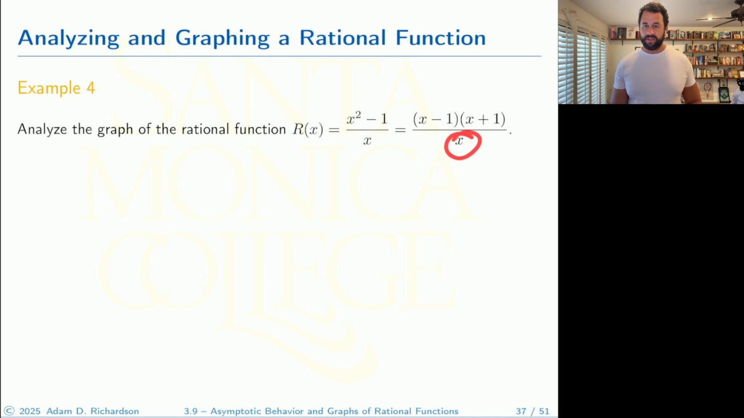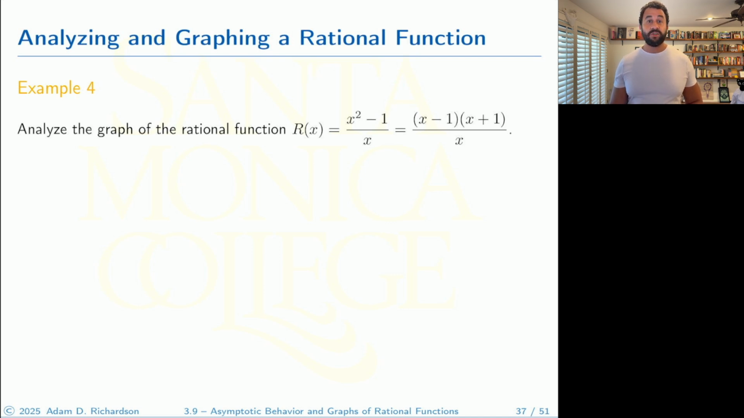The domain is everything except x equals 0. We've got an x-intercept at 1, an x-intercept at -1. There is no y-intercept, because x can't be 0, so it does not cross the y-axis. That also means the vertical asymptote is going to be x equals 0, and there's only one of them. Geez, that was like the first 4 steps, I think, right?